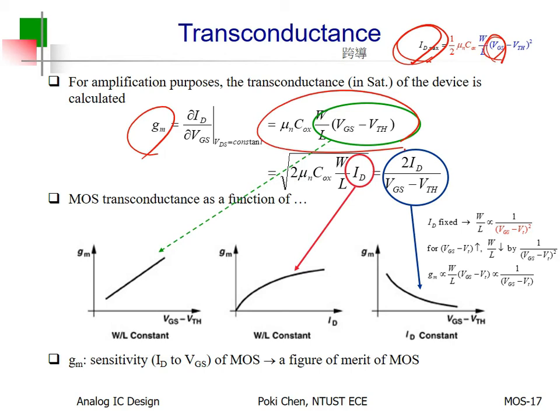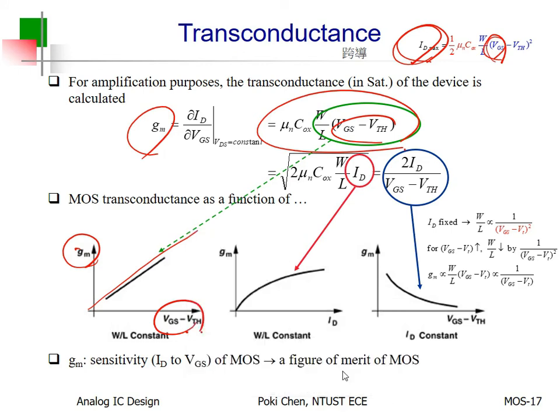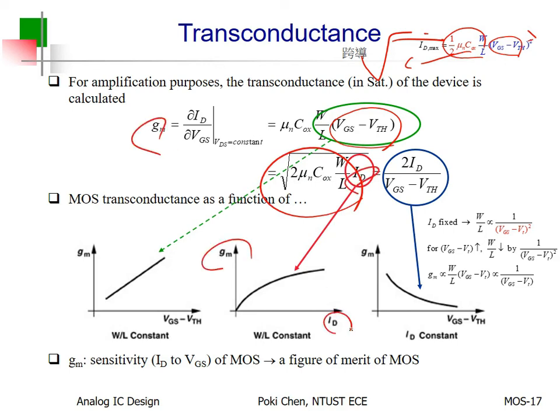So if you plot GM over overdrive voltage, they are linearly dependent. 它们两个是成正比的. However, how about this term? You move this to the other side, then square, get the square root. Oh, you will get this one. That's it. So if you plot GM over ID, because of the square root, 开根号, it looks like that.